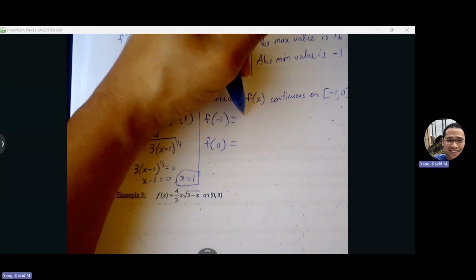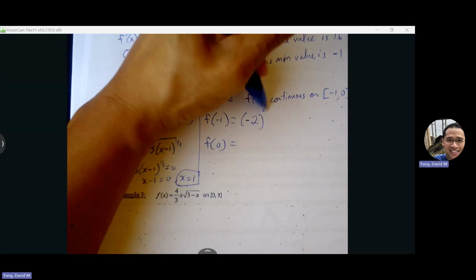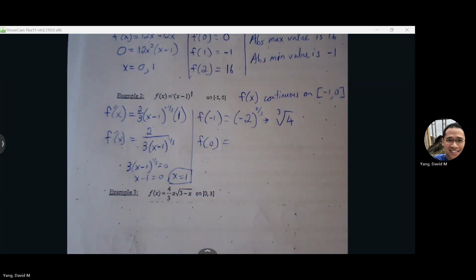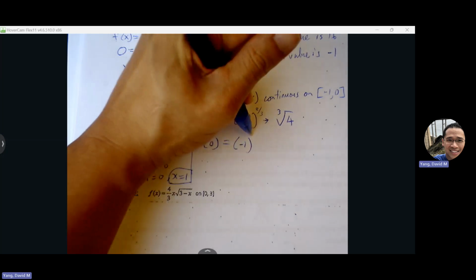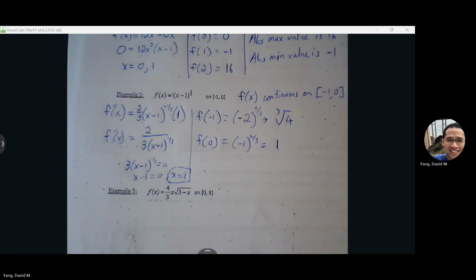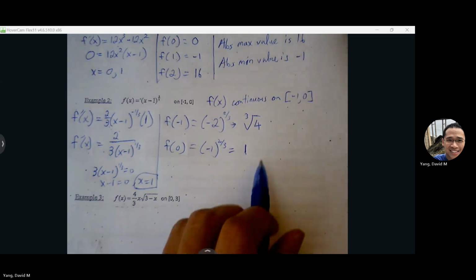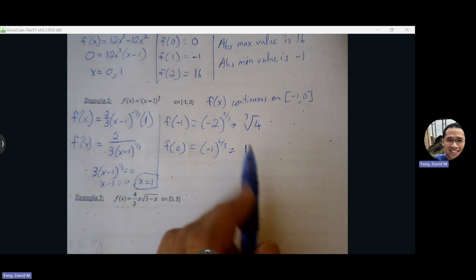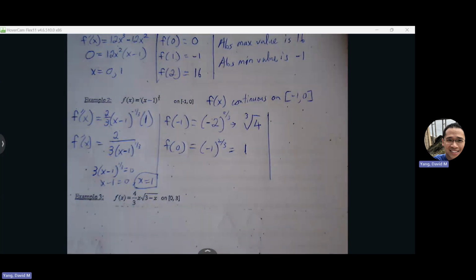Okay, -1, I get -2 raised to the 2/3. That's going to be the cube root of 4. Plug 0 in. I get -1 to the 2/3. That's just going to be equal to 1. Cube root of 4 is slightly greater than 1. So this is where my max is. This is my minimum. But I want us to practice writing it out, just mentioning the y value.